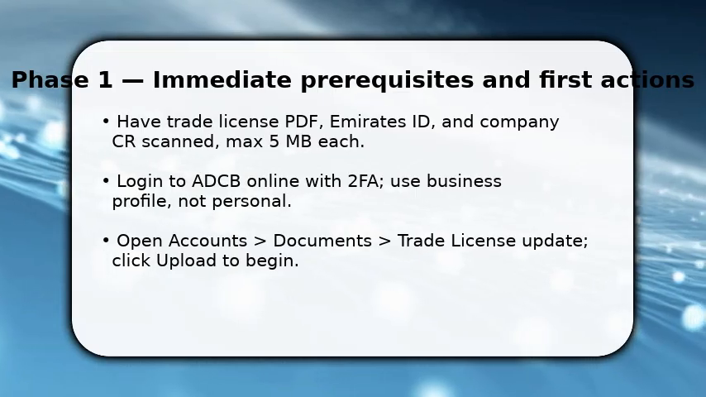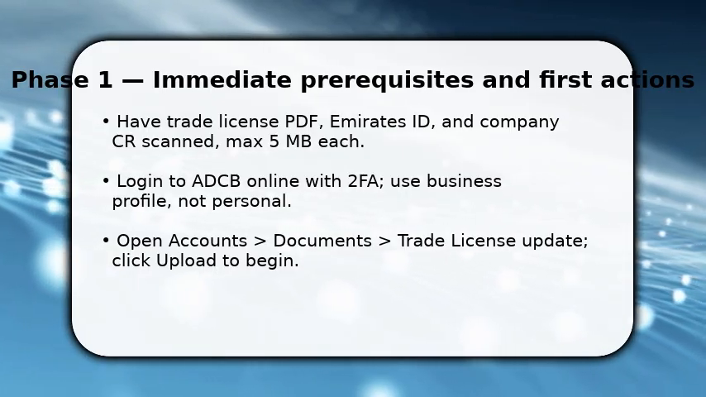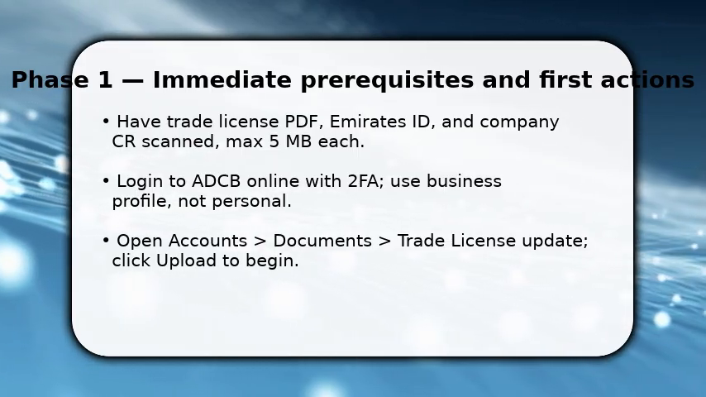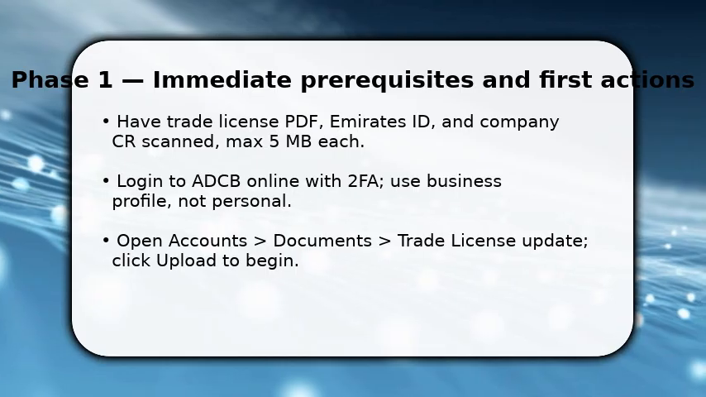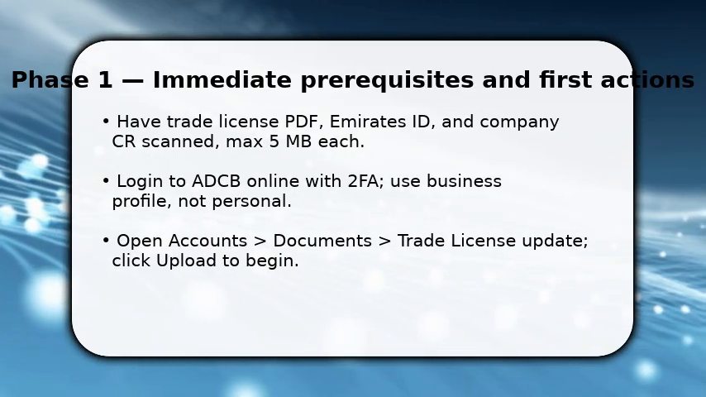You begin with 3 essentials: the trade license PDF, Emirates ID, and the company CR, scanned and ready. Once logged into ADCB Online with your business profile and 2FA, go straight to Accounts then Documents. Click the Trade License Update tile to start the workflow.